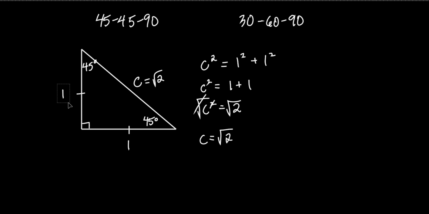What if it wasn't a 1? Let's try something else. Let's not go real big. Let's just go 3. Now, we could do the Pythagorean theorem.